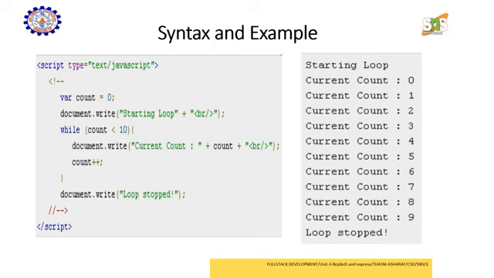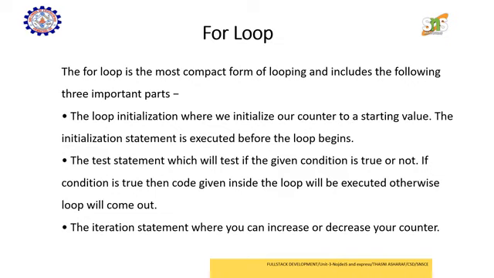Here the count will be less than 10. It will start printing the current count as 0, 1, 2, 3 until 9. Then my loop gets stopped. Next, the for loop.